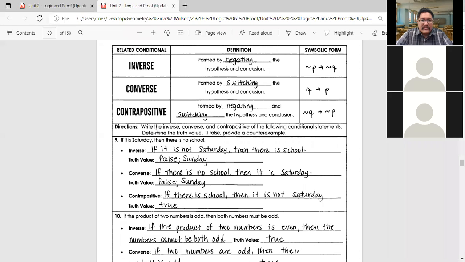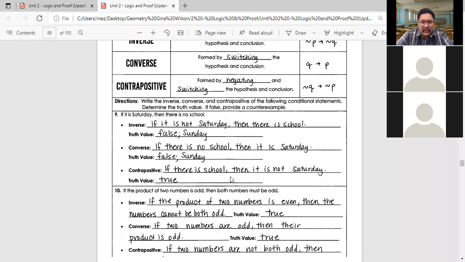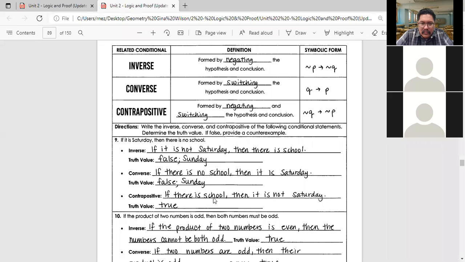All right, so the converse. For the converse, you switch the hypothesis and the conclusion. So: if there is no school, then it is Saturday. And this one has the same truth value. It's still false, because in this case you would still have Sunday as an option. Again, they switched it. So instead of if it is Saturday, then there is no school, it's if there is no school, then it is Saturday. They switched the if and the then. All right, so let's see. If there is school, then it is not Saturday.